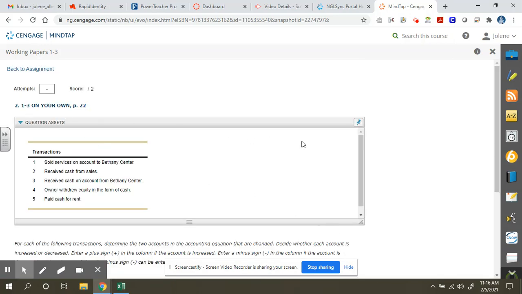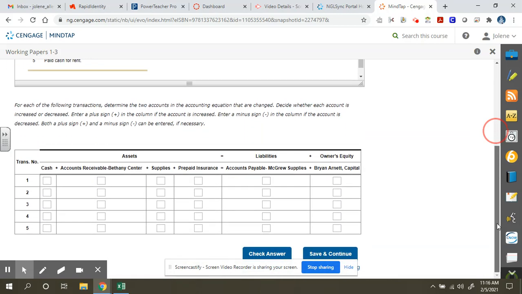Now here's on your own. Same types of transactions, exactly the same types of transactions. It's just a different company. You work them the same way you did the last one. All right? And then check your answers, save and continue.